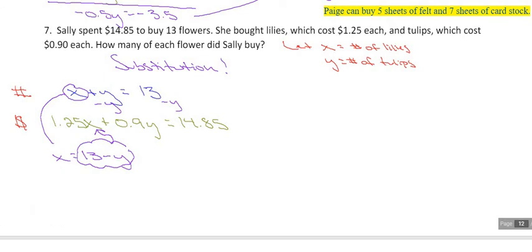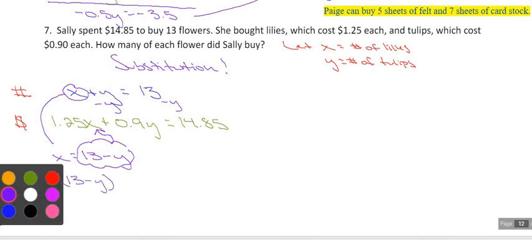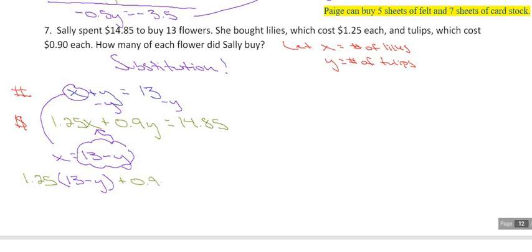So that equation will now say 1.25 times x, which we are saying is 13 minus y, plus 0.9y equals 14.85. When we distribute in 1.25 times 13 is 16.25. Then we have minus 1.25y, drag down the plus 0.9y equals 14.85.